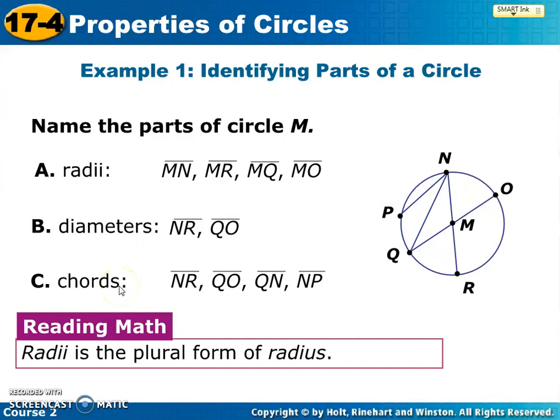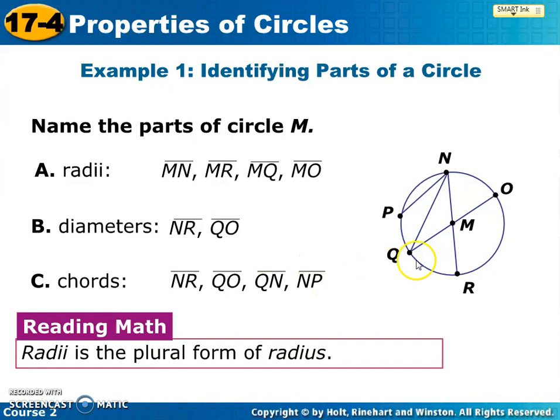A chord. A chord is any part of the circle connected from one side to another. It does not have to go through the middle. So NR, take a look here. NR, oh, but wait, wasn't that a diameter? It was. A diameter is also a chord. It connects one side of the circle to the other. It just happens to go through the middle. Segment QO then is a chord. Oh yeah, that's another diameter. Diameters are chords also. So you notice that our first two answers are the same.